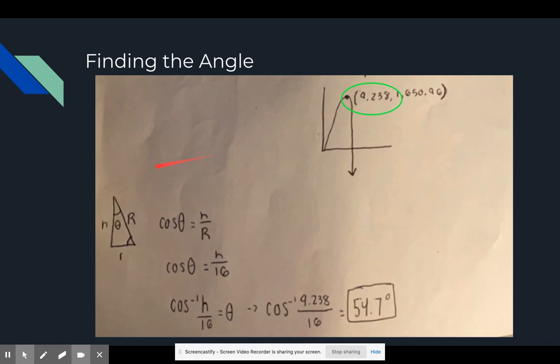So knowing that, you are again looking back at this triangle. If we want to find this angle, you can use cosine theta equals height over the radius, or the slant height, of the cone. So cosine theta equals the height over 16, because of my birthday. So you do cosine inverse of the height over 16. We found above that the maximum height is 9.238. So cosine inverse of 9.238 over 16 gives you a final answer of 54.7 degrees to get your maximum volume.